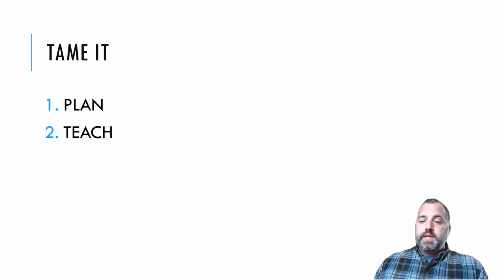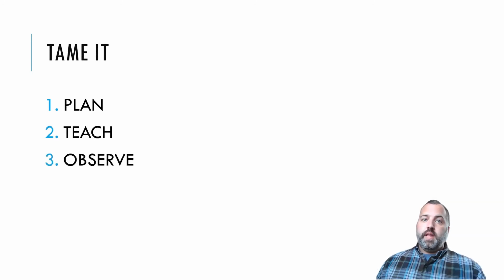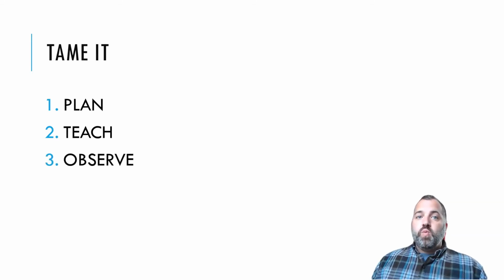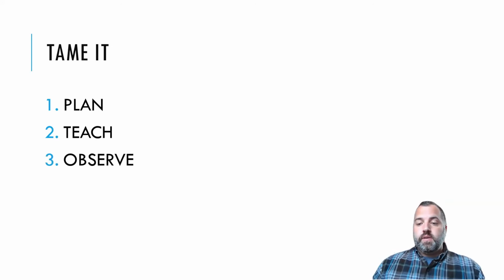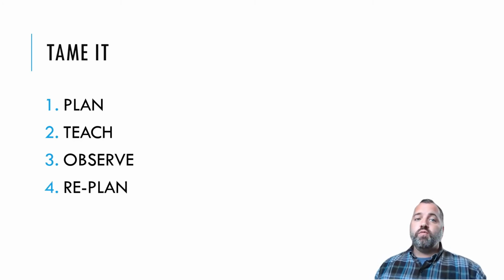The third step is to observe your lesson. Go back, rewatch, and listen to the lesson that you taught. Reflect on your behavior, how the students responded to you, and what you might like to try differently. Step 4 is to replan. Now go back to the drawing board and refine your lesson to address what you learned from the first recording.